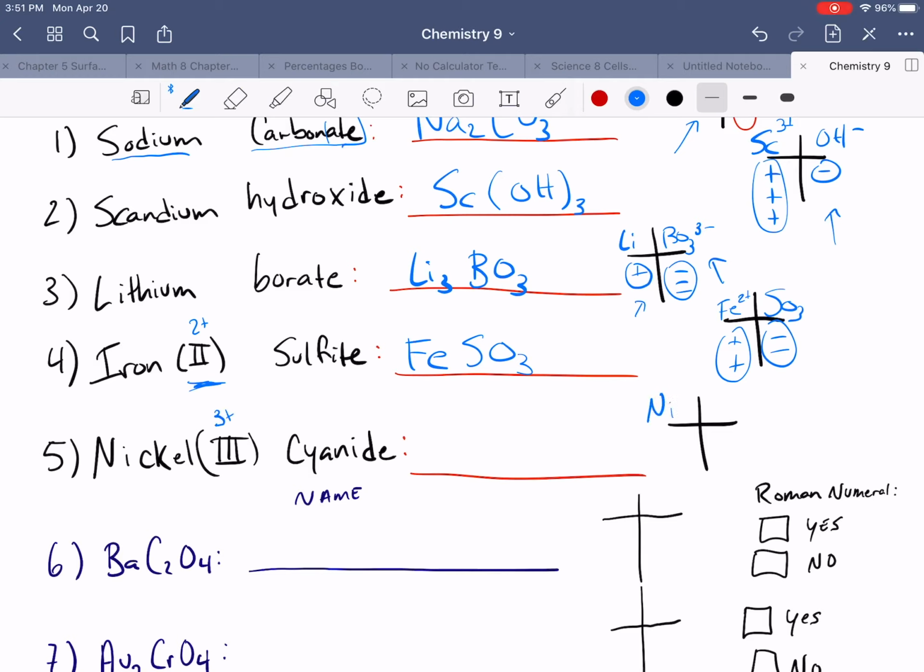Nickel 3. This means 3 plus. So it has 3 pluses here. Cyanide. Cyanide is CN, with a minus. So I notice here that CN is the one that's lacking. It needs 3 to balance. So it's nickel, and then it's CN in brackets, and I need 3 packages of it to balance.